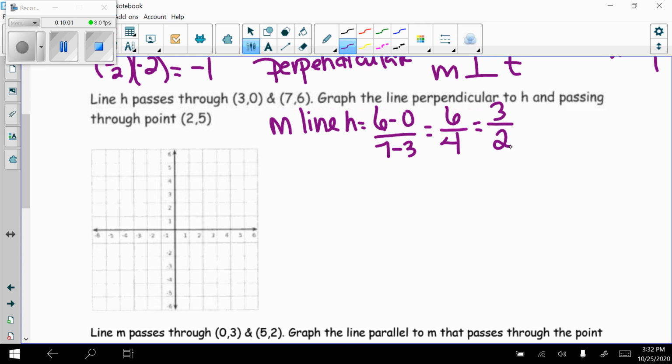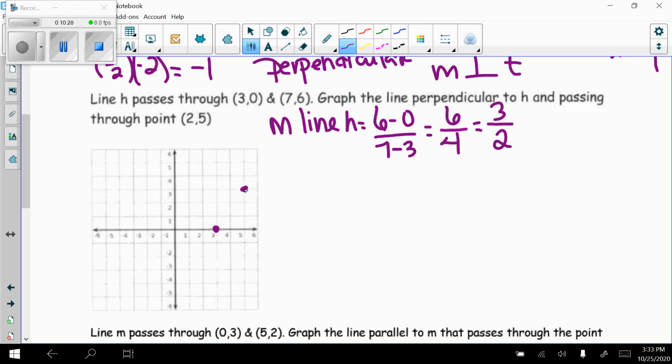Let's go ahead and plot that line and graph that line. So we know that it passes through the point (3, 0). So I can go ahead and plot the point (3, 0) right here. I know it has a slope of 3/2, positive 3/2. So that means from my point that I just plotted at (3, 0), I can go up 3 and to the right 2. So go up 1, 2, 3, right 2.